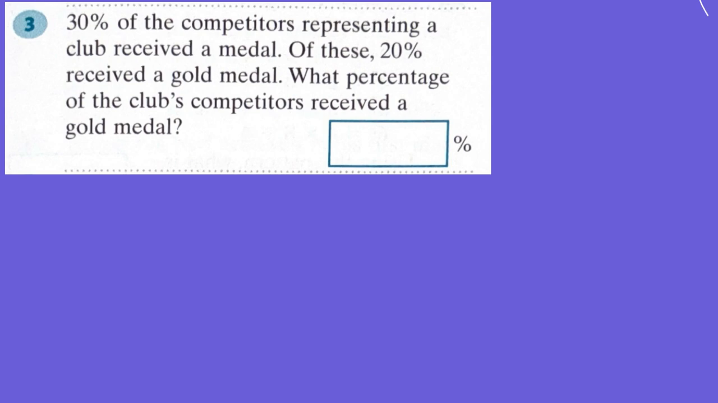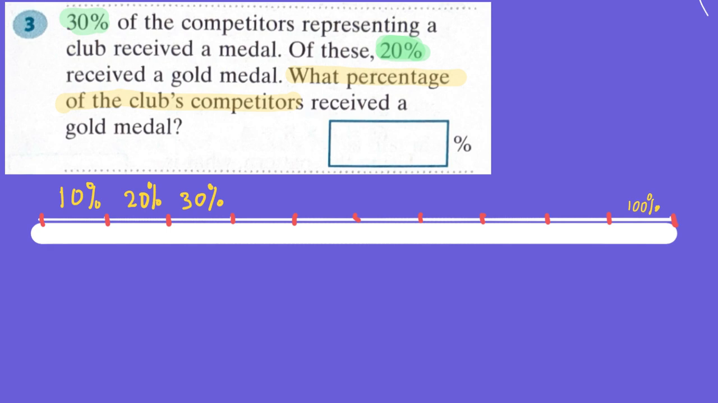Some questions in maths are quite wordy, and this is one of those. We've got 30% of the competitors representing a club that received a medal. I'm just going to highlight these percentages. And now we're also asked what percentage of the club's competitors received a gold medal. Some of you might want to see this visually, so I'm just going to do this here.